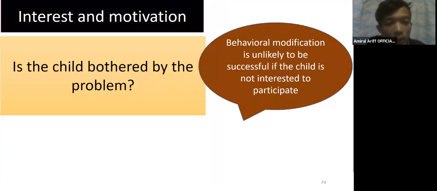Lastly, in the history taking, we need to ask regarding the interest and motivation of the child, because this is important for future management. You ask the child whether he or she is bothered by the problem or not, because one of the treatments is behavioral modification, so it is unlikely to be successful if the child is not interested in participating in the treatment.